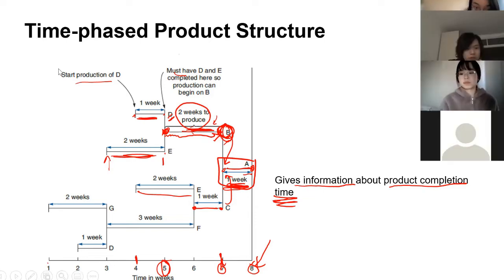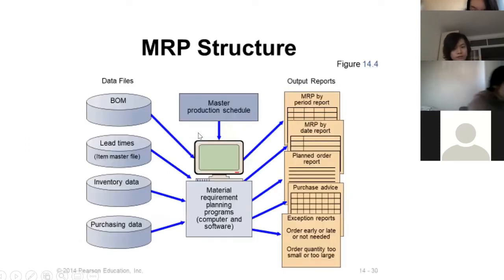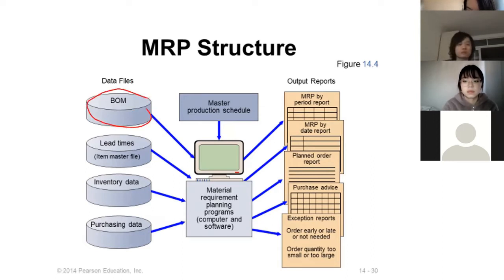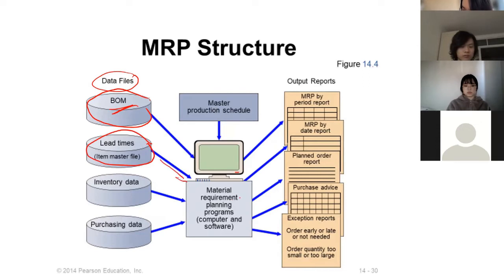Okay, so time phase product structure for all the components. So this is again the MRP structure. Earlier we do not have this. So now we have. So you need data files for BOM or our bill of material. We need lead time. Then only we can come up with our MRP, our gross requirement and so on.